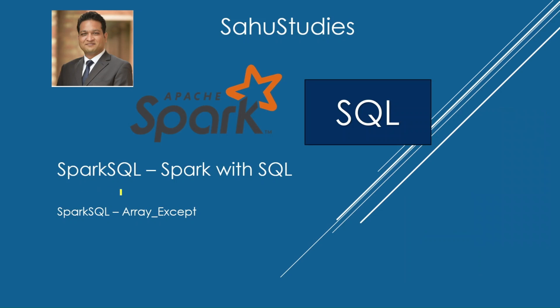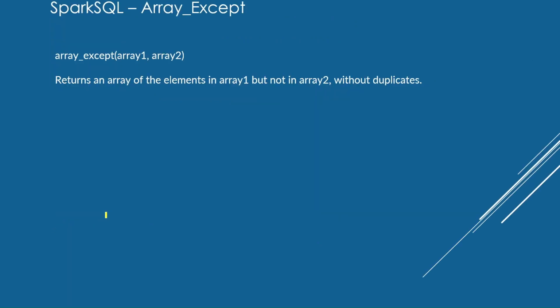In this video, we are going to discuss the array except function in Spark SQL. So why do we use the array except function? It returns an array of elements in array 1 but not in array 2, without duplicates. Let's discuss this statement, but first let's discuss the signature of the method.